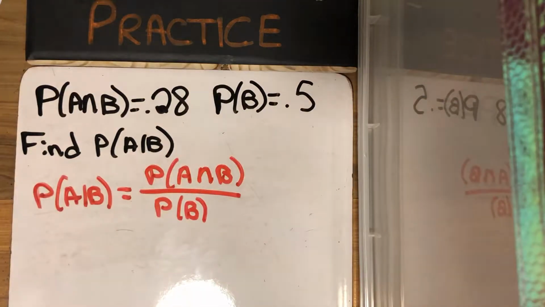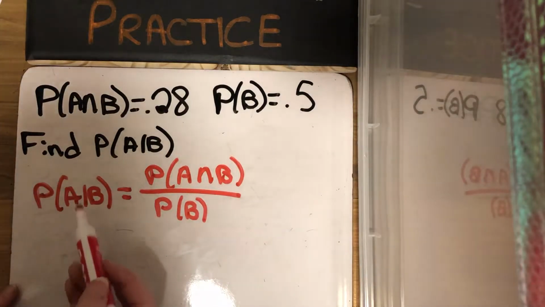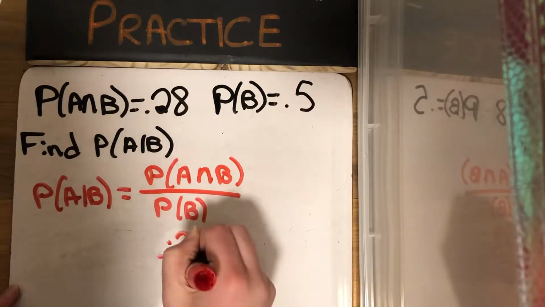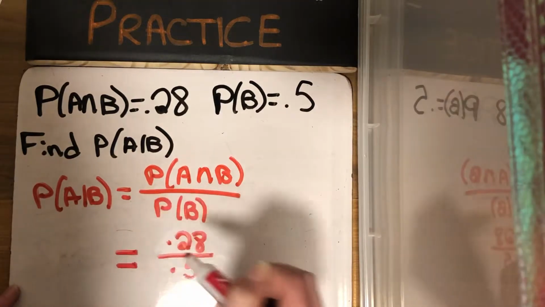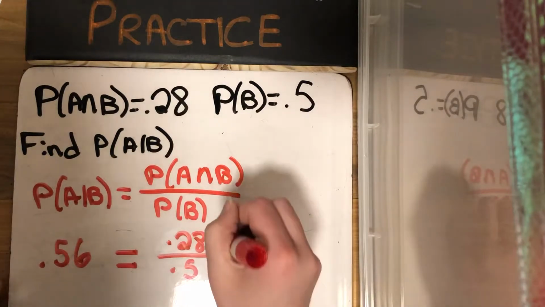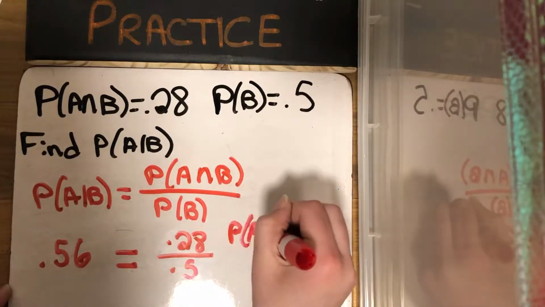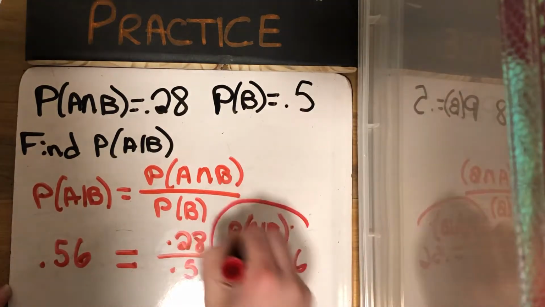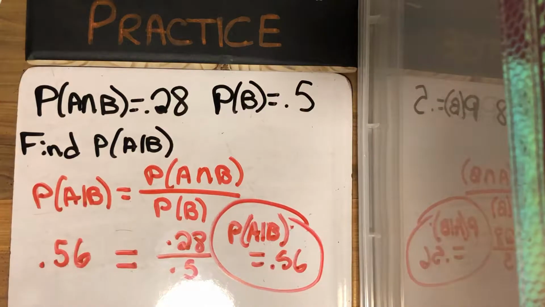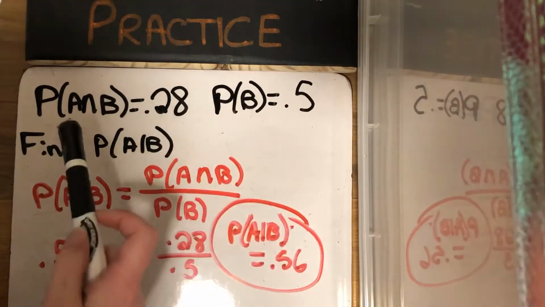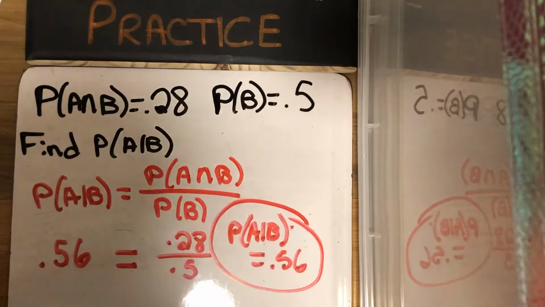There's your equation. So now to solve for A given B, you're going to plug in your numbers. So 0.28 over 0.5. Doing the math, you should have gotten 0.56. So probability of A given B equals 0.56. That should be your final answer. You could go back and check that like we did before, now plugging this and the probability of B in and seeing if you get the intersection of 0.28.